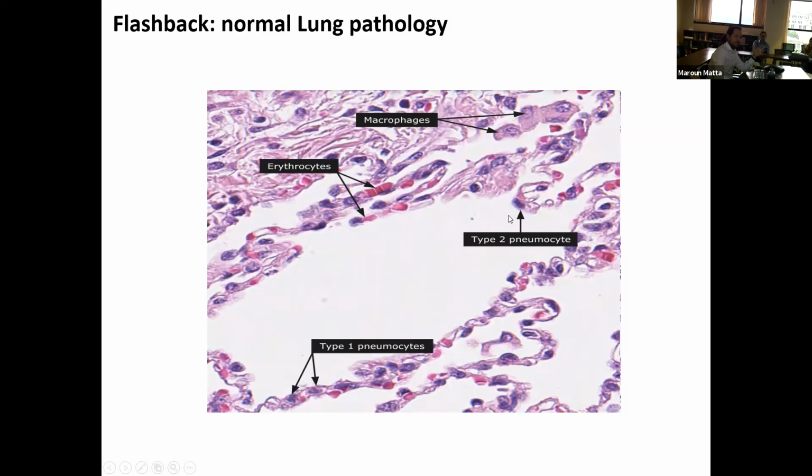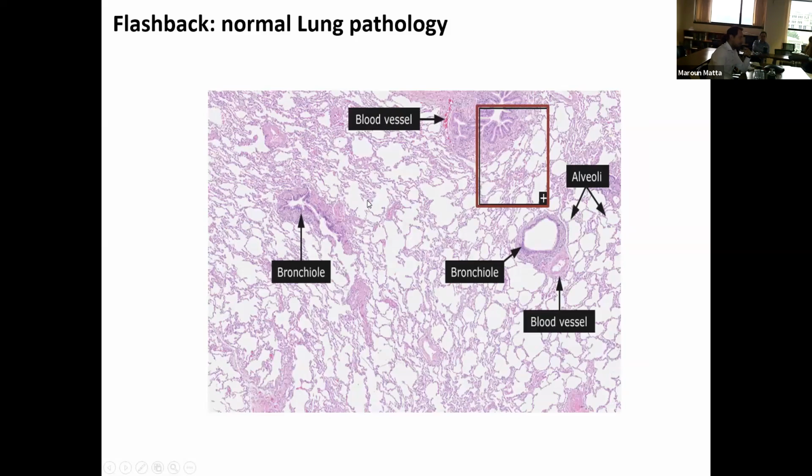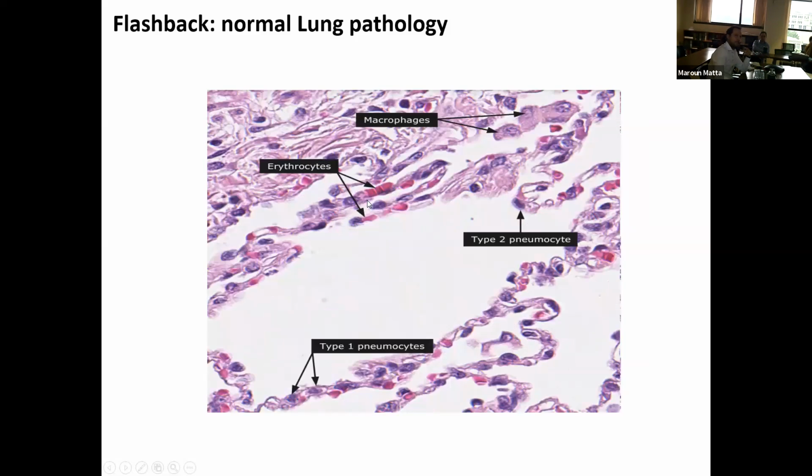And type 2 pneumocytes are the ones that make surfactant, but for the purpose of this, even more importantly, they stimulate macrophages, and they can differentiate into type 1 pneumocytes. They're heavily involved in the pathology of multiple diseases, including ILDs. So we'll talk about that in a little bit. But that's in general what things should look like at low power.